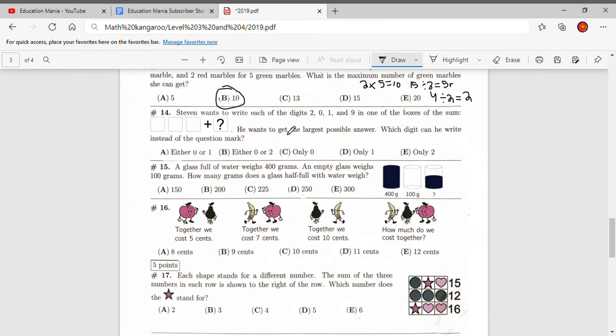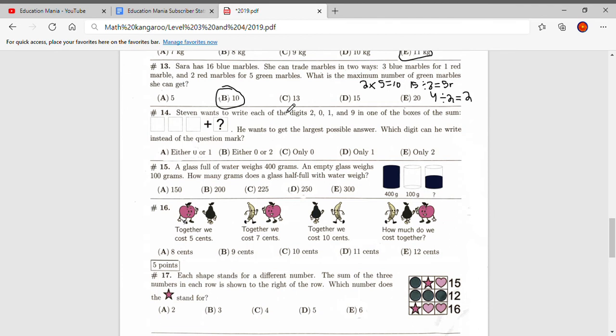Number 14. Stephen wants to write each of the digits 2, 0, 1, and 9 in one of the boxes of the sum. He wants to get the largest possible answer. Which digit can he write instead of the question mark? So, to make this easier, let's write the places. So, this is in the hundreds place. This is in the tens place. This is in the ones place.